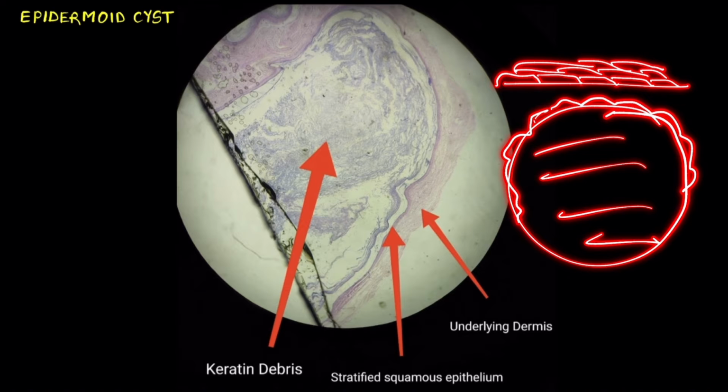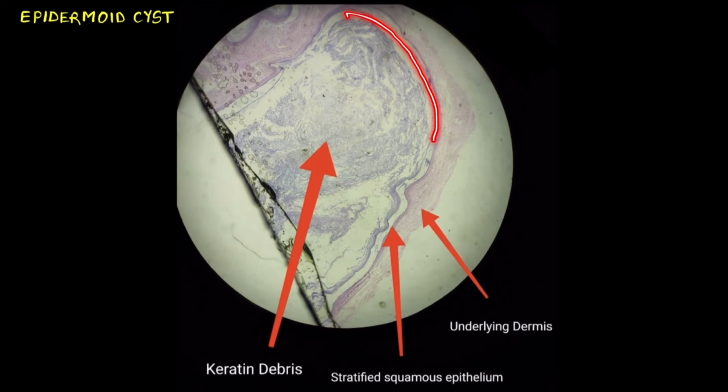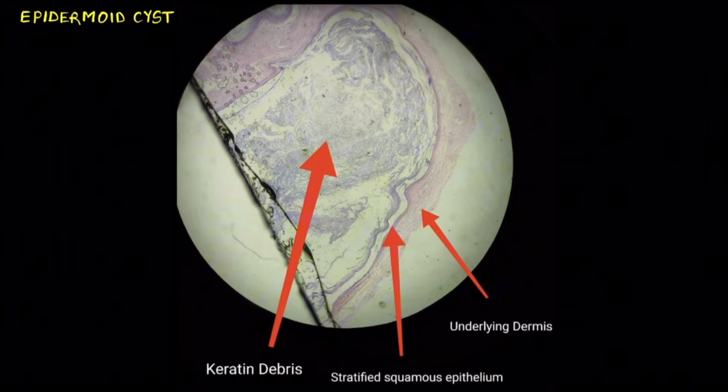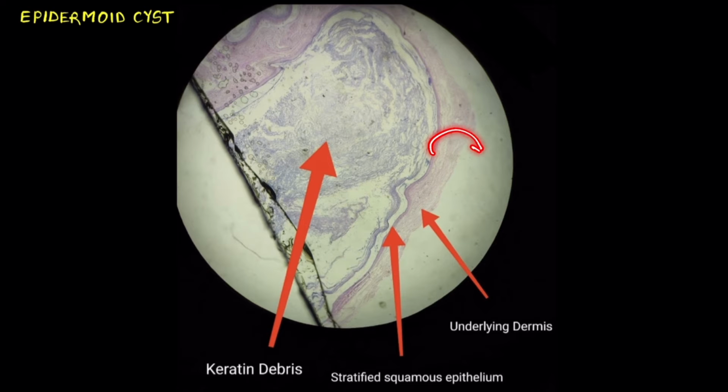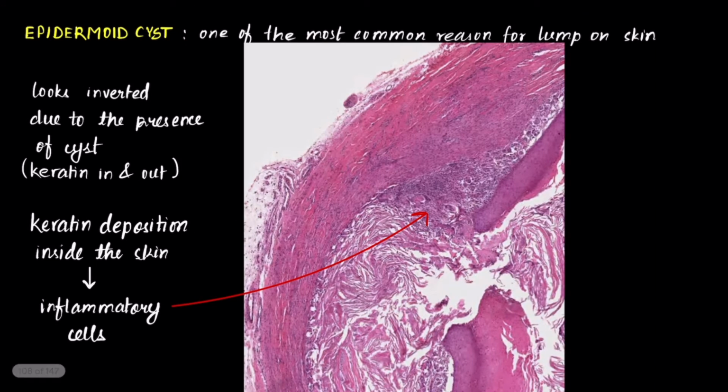So under a microscope, it seems as if the skin has been turned inside out, because inside there is stratified squamous epithelium, when normally the stratified squamous epithelium is supposed to be present outside. By the way, this stratified squamous epithelium is not that of the skin, it is of the cyst which is present under the skin. So this is your epidermoid cyst. There is keratin deposition inside the skin where it is not supposed to be. Keratin is not supposed to be inside your skin. There are inflammatory cells present at the region of keratin deposition.